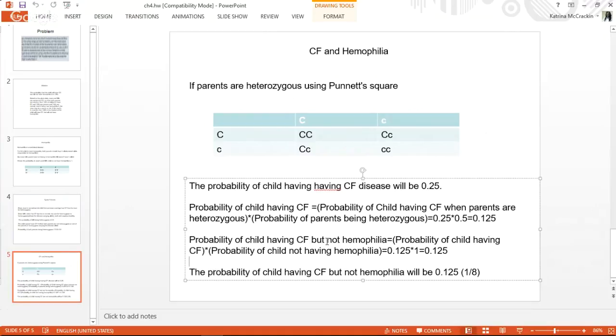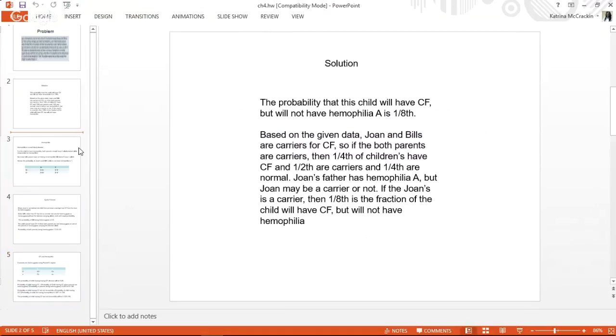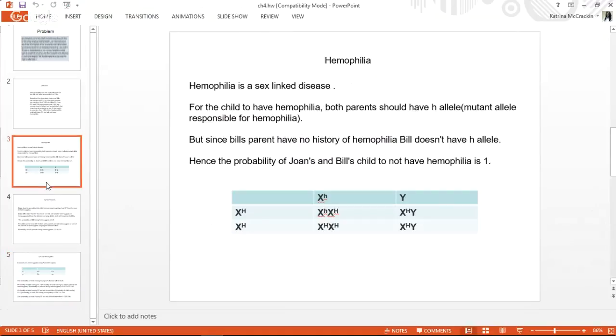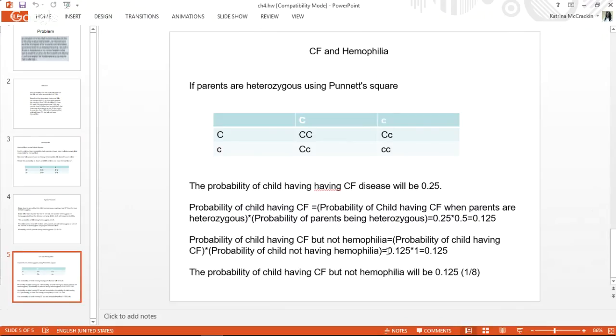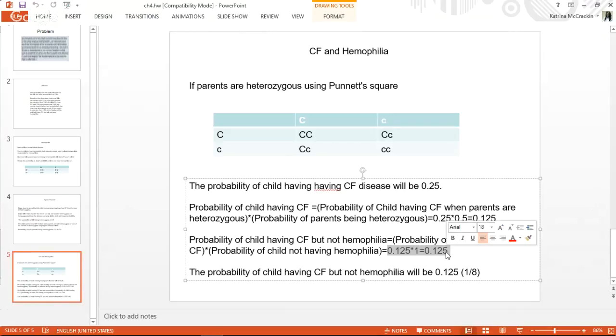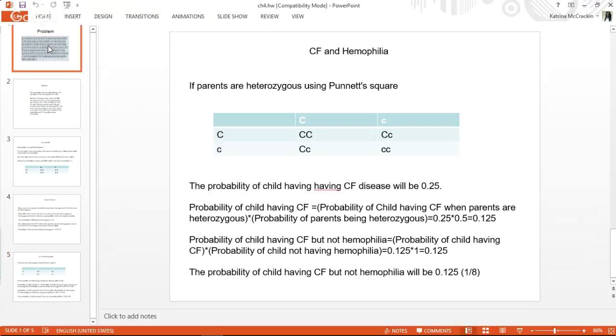So the probability of a child having cystic fibrosis but not hemophilia would be the probability of the child having cystic fibrosis, which is right here, times the probability of the child not having hemophilia, which we already said was 1. So you do 0.25 times 1, that gives you 0.125. So the probability of the child having cystic fibrosis but not hemophilia will be 1/8. And that is how we solve that problem.